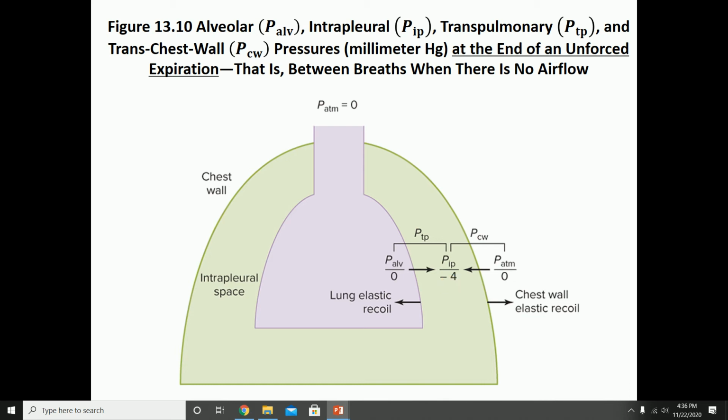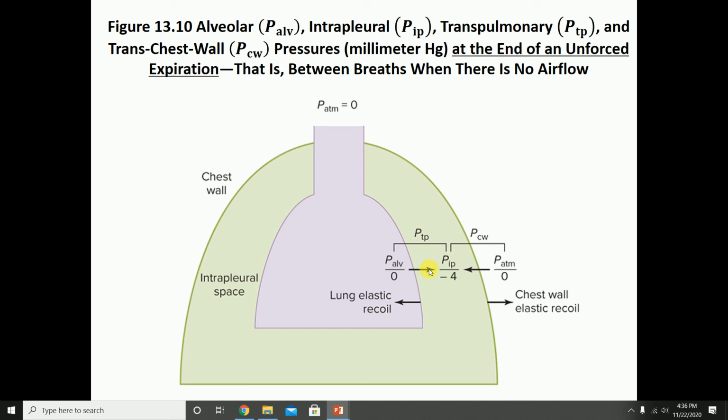Now for the transmural pressures. Transmural pressure means, again, a pressure across a membrane or across a wall. The transpulmonary pressure is the difference in pressure between the alveoli minus the intrapleural, and then the pressure of the chest wall is the intrapleural minus the atmosphere.